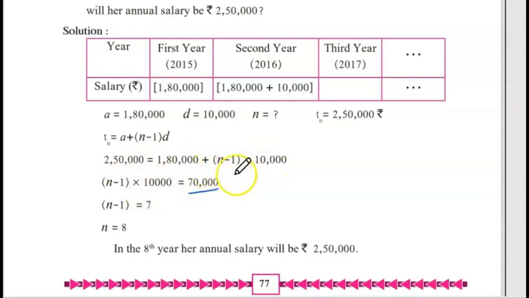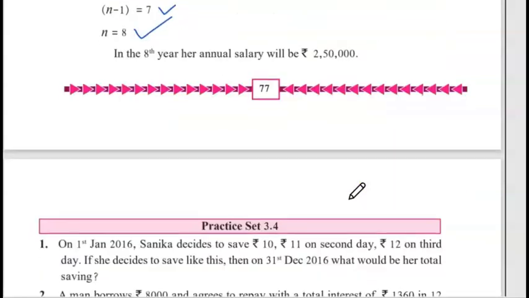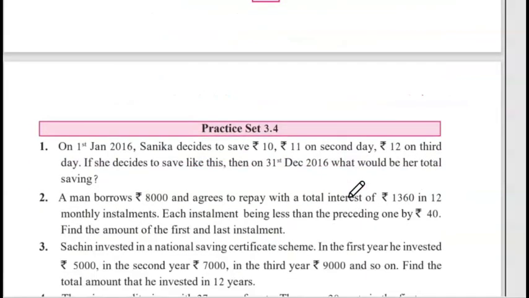N minus 1 into 10,000. Divide on both sides by 10,000, then you will get N minus 1 is equal to... if we divide both of these by 10,000, the 10,000 will cancel. And on the right hand side you will get 7. N minus 1 is equal to 7, therefore N is equal to 7 plus 1, and that is equal to 8. And hence the answer is, in the 8th year her annual salary will be rupees 2,50,000. And in this way we have completed all solved examples.